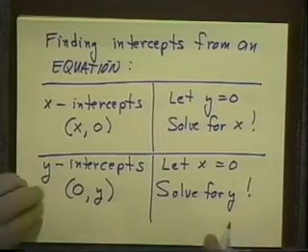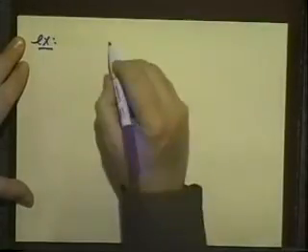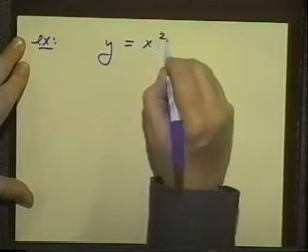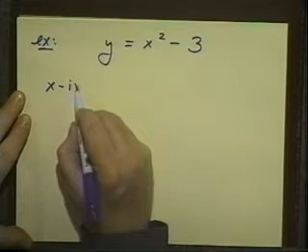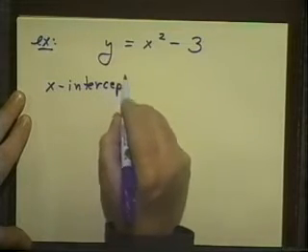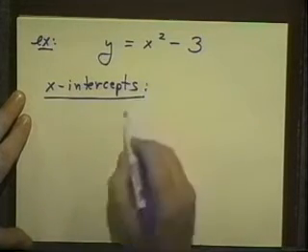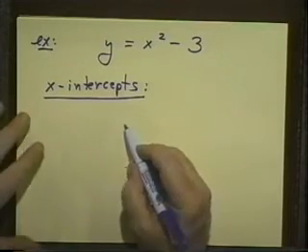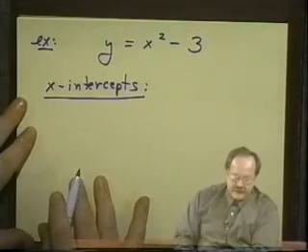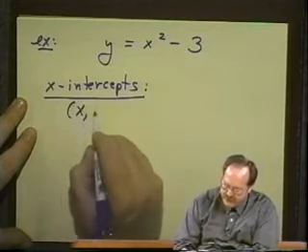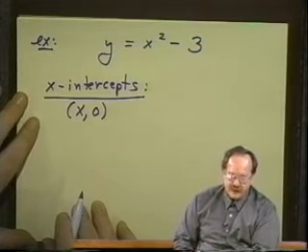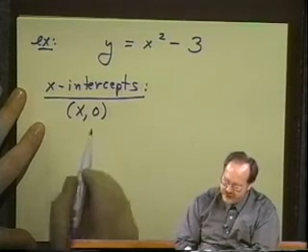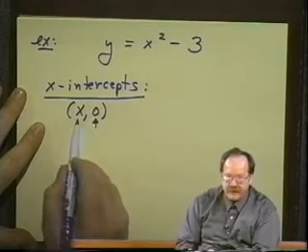So let me show you that with an example. Here is an equation, y equals x squared minus 3. Let's first look for x-intercepts. Now I'm doing this without looking at the picture. Eventually I would like to look at the picture, but right now I'm not going to. This is a calculation for points of the form x comma 0 that I can do strictly from the equation. So what was the procedure again? I let y be 0 and I solve for x.